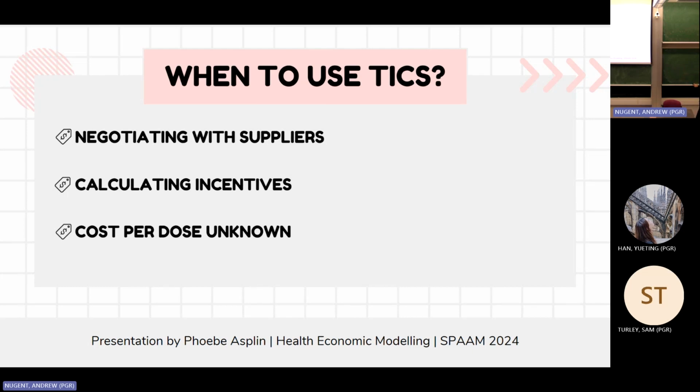Another interesting way to look at this is calculating incentives. For something like self-isolation, where you don't have a specific intervention cost, you could think of this as if you had a threshold intervention cost of £100. Then what you'd be saying is you'd be willing to pay someone up to £100 to self-isolate, or similarly, spend that amount of money on advertising campaigns, that sort of thing, to encourage them to self-isolate. Another reason it's useful, and this is why I use it in my work, is if the cost per dose is unknown, then this can get rid of an extra parameter with uncertainty.